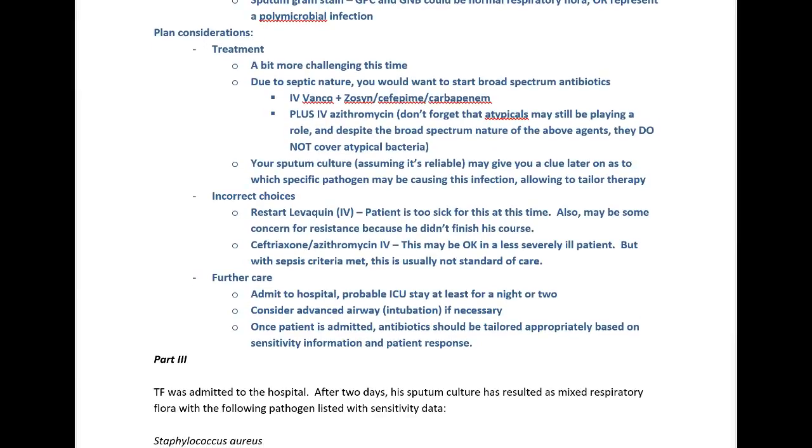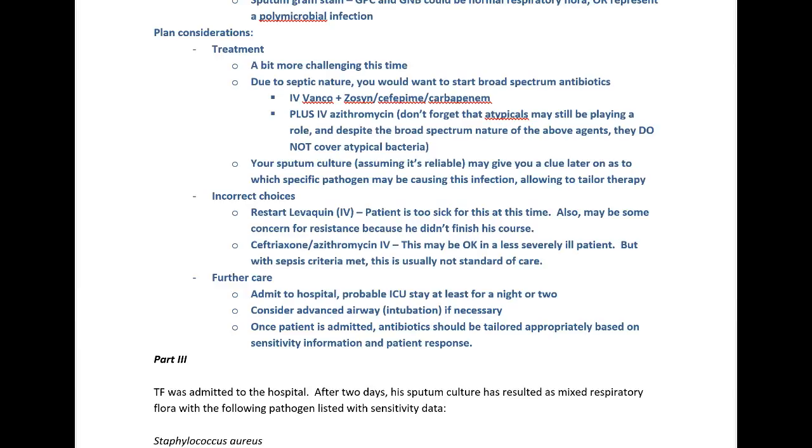Consideration for treatment. So we're a little bit more challenged. This guy started Levaquin and stopped it. Now he's septic. So because he's septic, that automatically puts him into the broad spectrum antibiotic treatment group. You could make the argument that, well, we know it's a pulmonary source and we know it's likely community-acquired pneumonia that wasn't treated well, so maybe could we just continue something for CAP, like a basic CAP treatment, or maybe even an IV CAP, like we could do IV ceftriaxone or azithromycin.